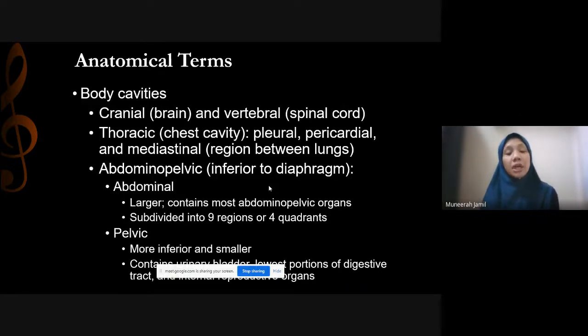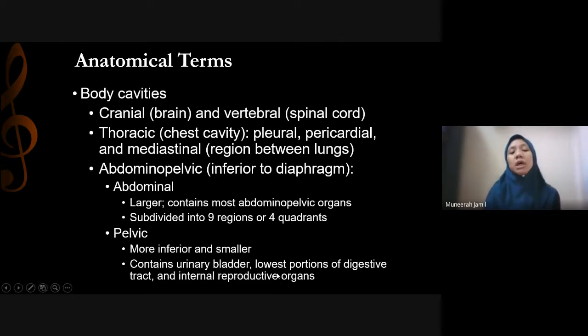So abdominal cavity ni adalah antara cavity yang besar. It has most of the abdominal pelvic organs, and it can be subdivided into 9 regions or 4 quadrants. When we talk about the pelvic cavity pula, it is smaller compared to abdominal cavity and it is located inferior, lebih bawah daripada abdominal cavity. In the pelvic cavity, it contains the urinary bladder, the lower portions of the digestive tract, which is the colon, rectum and anus, and internal reproductive organs of male and female.